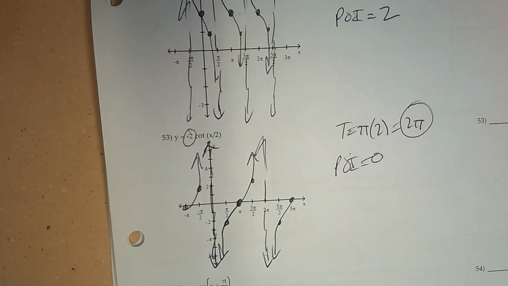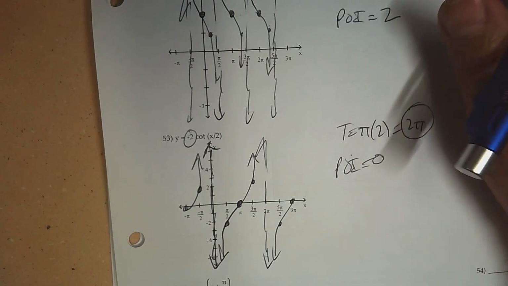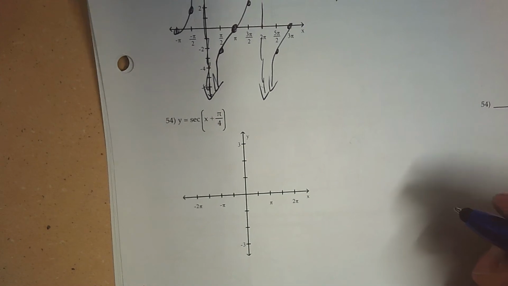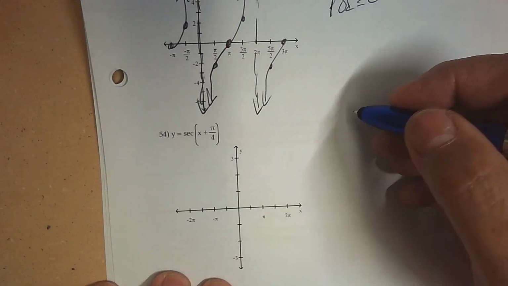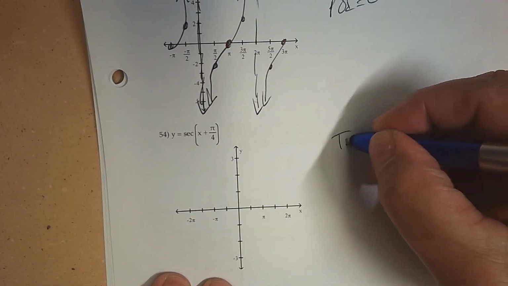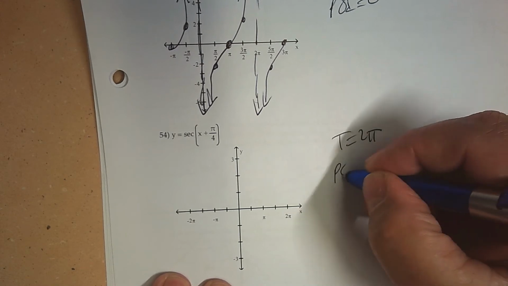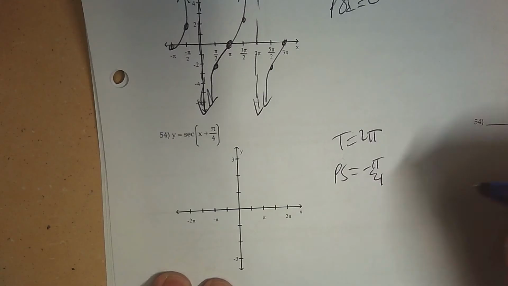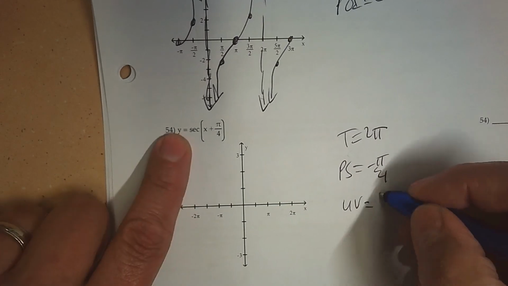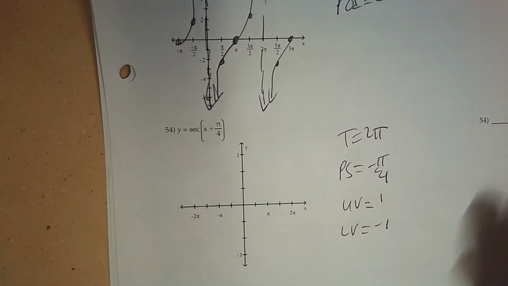And there's your graph. Secant. So for this one, there's no amplitude. The period stays at 2 pi, but it does have a phase shift at negative pi over 4. And we have an upper vertex at positive 1 and a lower vertex at the y value negative 1.